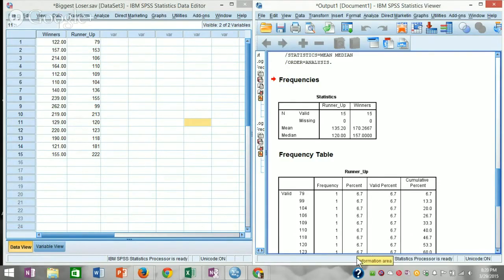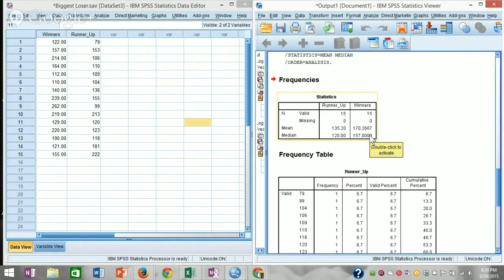Using The Biggest Loser as a data source, we were able to extract 15 seasons worth of winners and runner-ups. On the left-hand side, we have a listing of the weights of the winners at the end of the Biggest Loser competition and the weights of the runner-ups, or how much weight was lost. On the right-hand side, we used an SPSS program to determine the mean and the median of the runner-ups and the mean and the median of the winners.